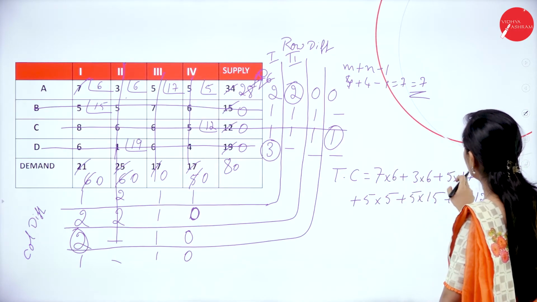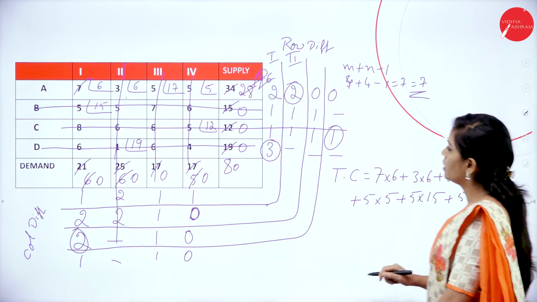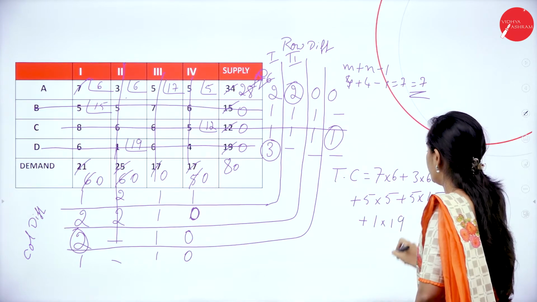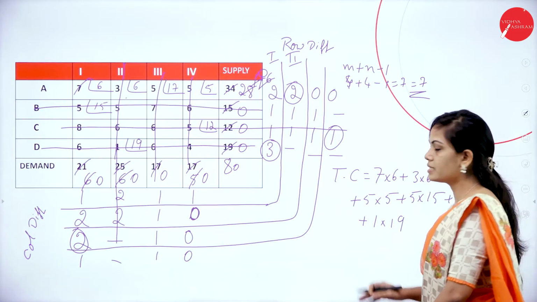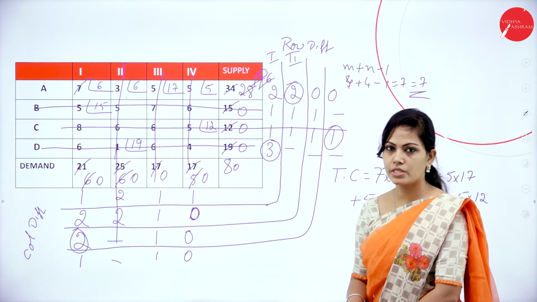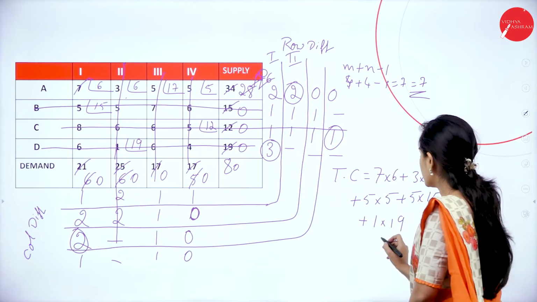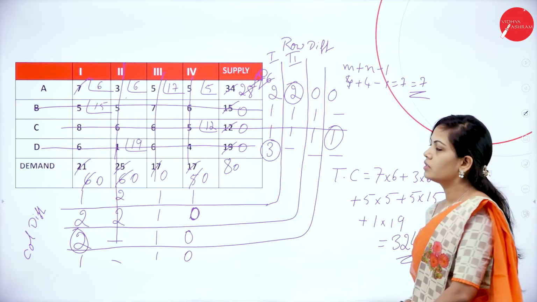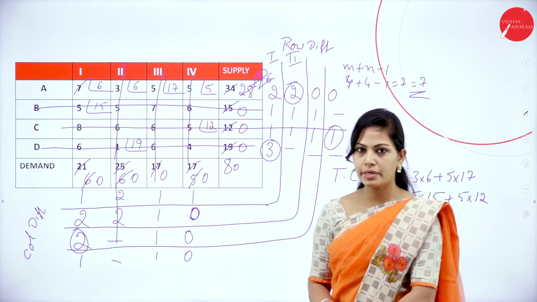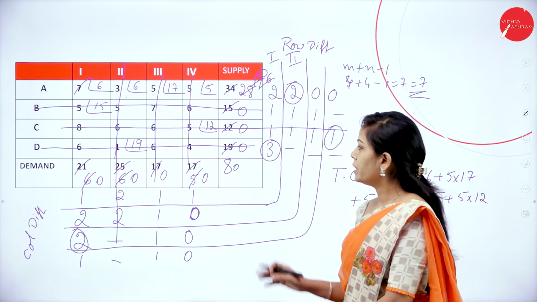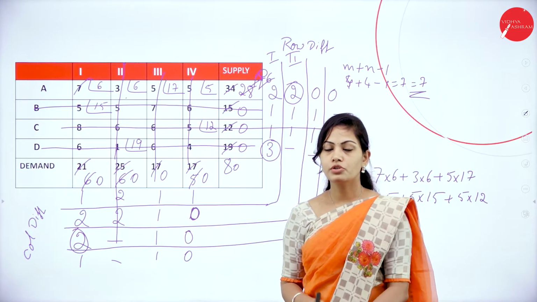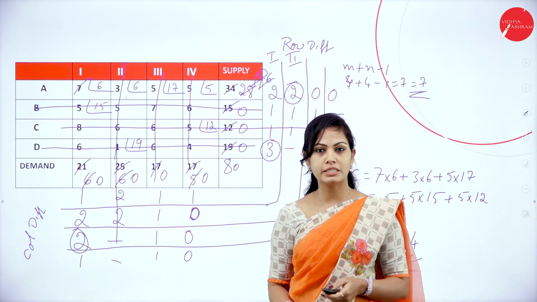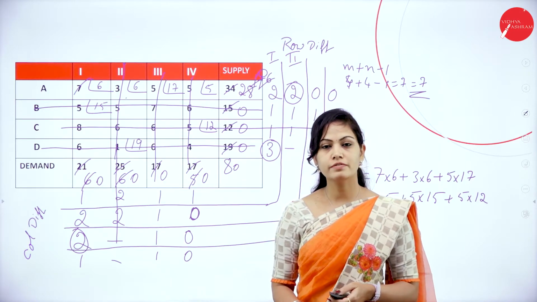We have 1, 2, 3, 4, 5, 6 and one more, 1 into 19. We have 7 allocated cells. You can find the transportation cost here. So total transportation cost is 324. So this is your Vogel's approximation method. Please practice the problem. So definitely you can score in Vogel's approximation, least cost method and northwest corner method also.